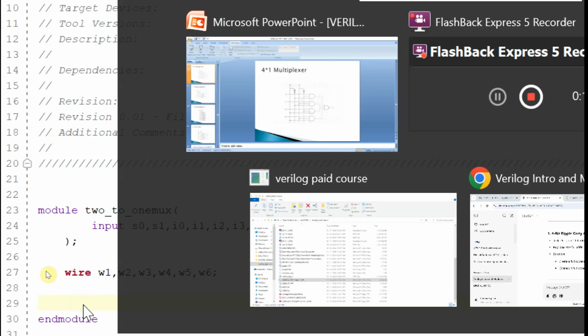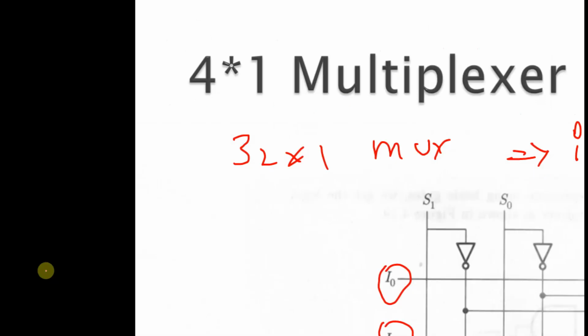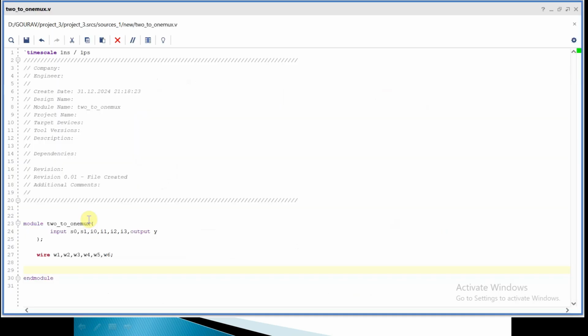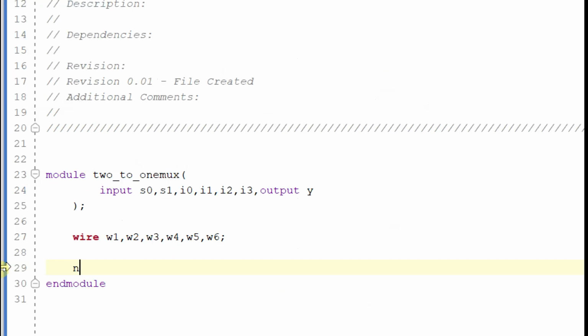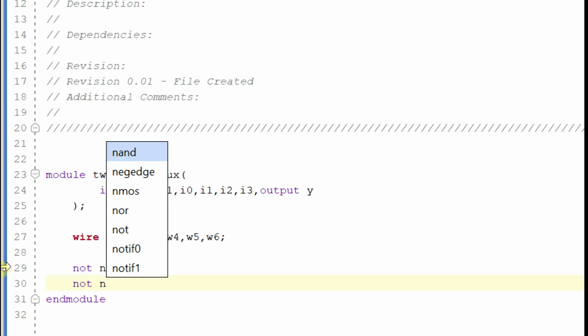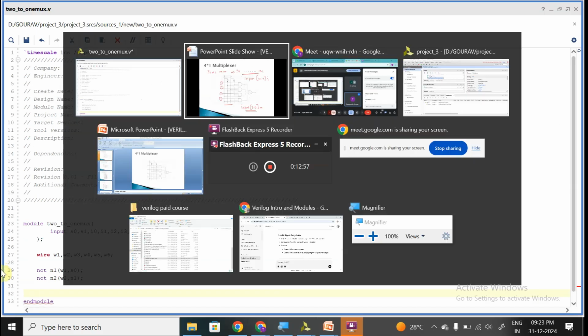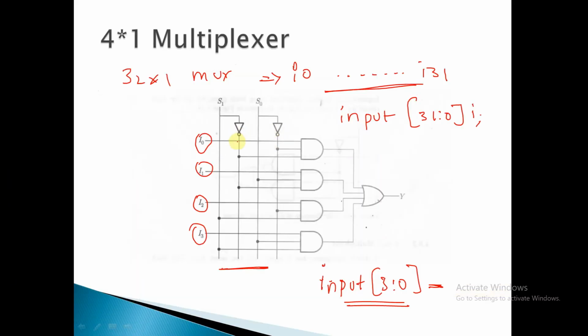Now what should I do? I should take my outputs, W1 and W2, from S1 and S0, so I'll use a NOT gate. N1, my output is W1, I'm taking it from S0, and another NOT gate, I'm taking it from S1. This is how I'm taking the output of the NOT gates. W1 and W2 are nothing but the outputs, S1 bar and S0 bar.